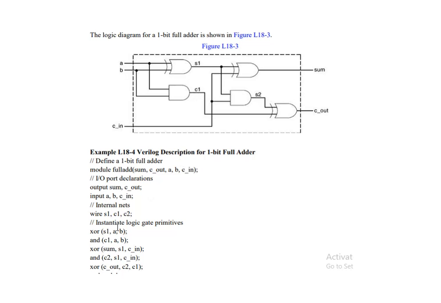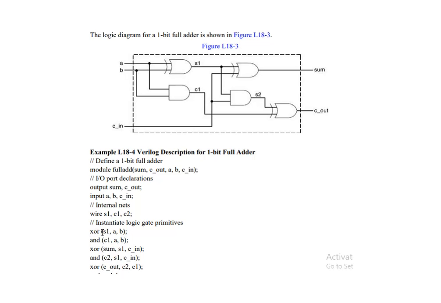S1, C1, S2 are my wires, and then I'll be instantiating the XOR gates. Again, like I was telling, when you use predefined gates, there is no need to mention the instances, but it is a best practice to name that instance. Here, although I have not mentioned the instance, it is always best practice to name it, like x1, x2, a1, a2, something like that.